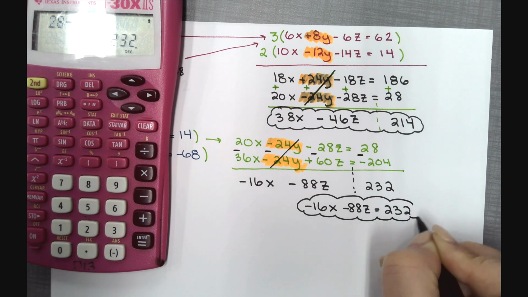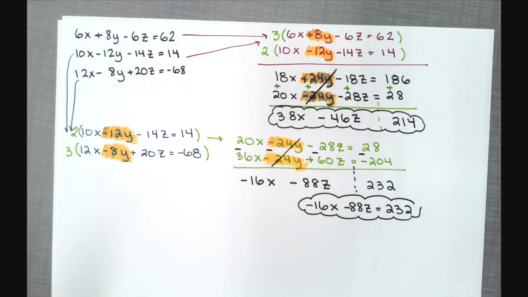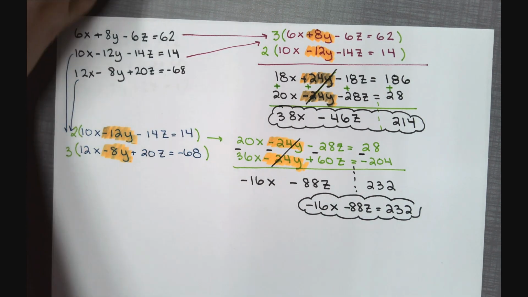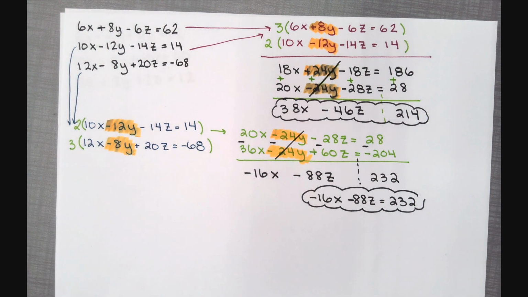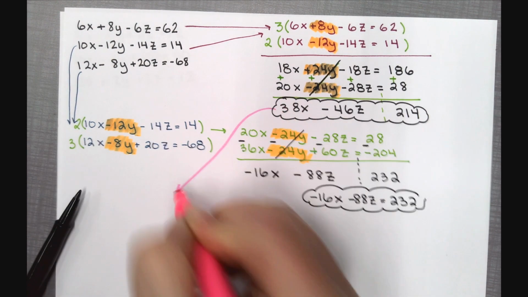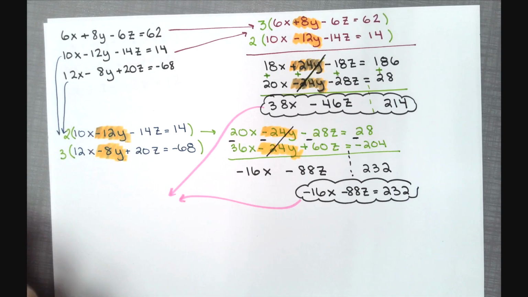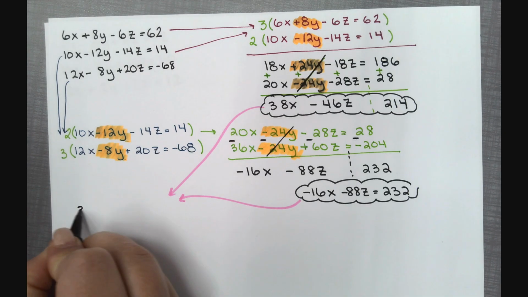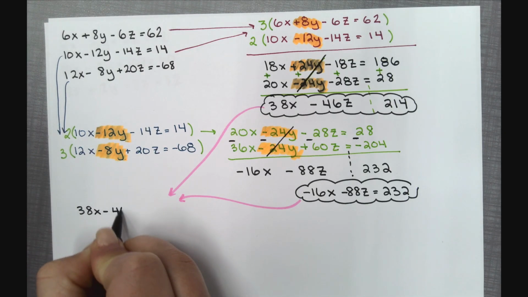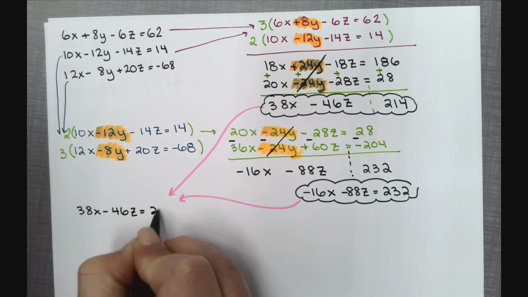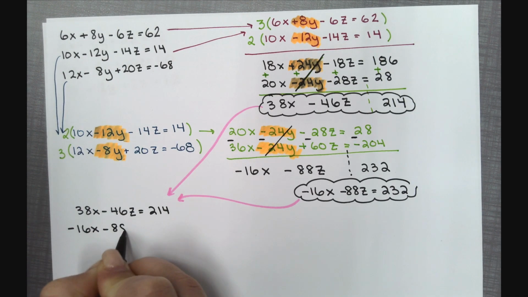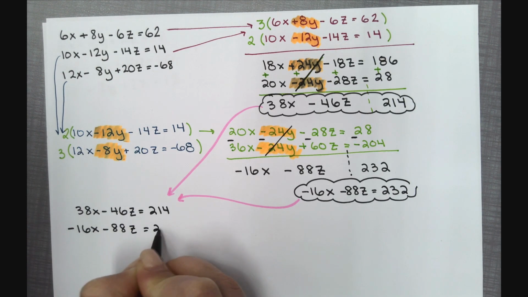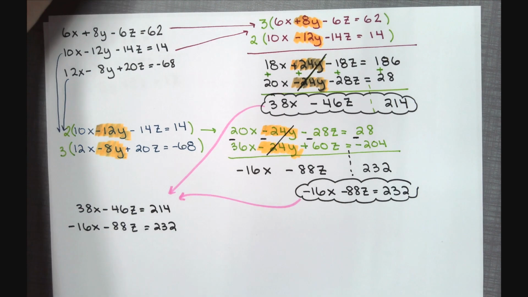My second thinking bubble, again, I am noticing these are all even, so yes, you can simplify these. Next, I'm going to take my two thinking bubbles, and I'm going to write them on top of each other. So I have 38x minus 46z equals 214. Negative 16x minus 88z is equal to 232.